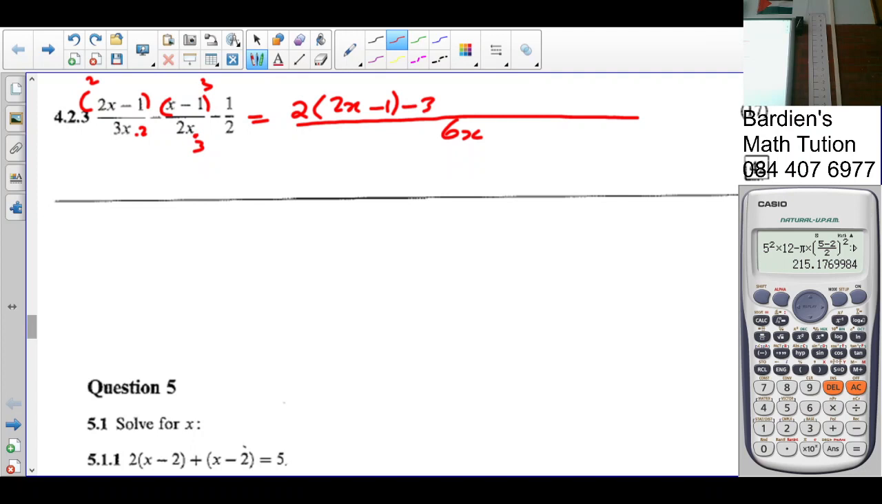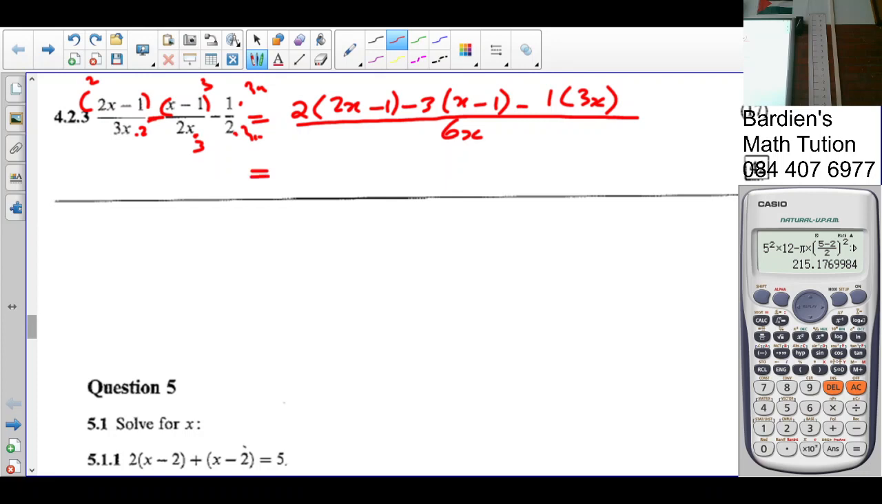So negative, it's coming from that negative. 3 into x minus 1. This must be multiplied by? 3x. That's also by 3x. So it's 1 times 3x, or 3x times 1. You all agree with that?